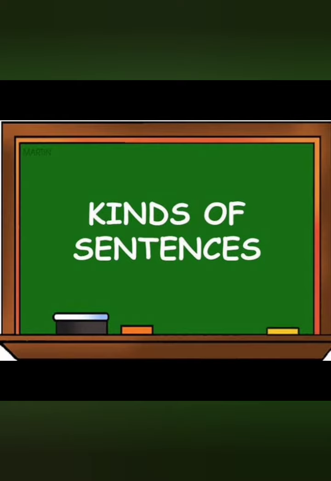Today we are going to do a new lesson from the English 1 book. The lesson is kinds of sentences. Lesson 11, kinds of sentences. Open your book to page number 58. Before I explain the concept, let's read the examples.